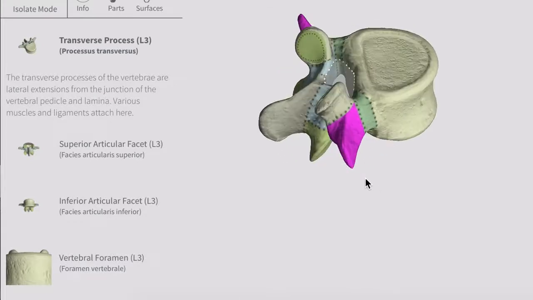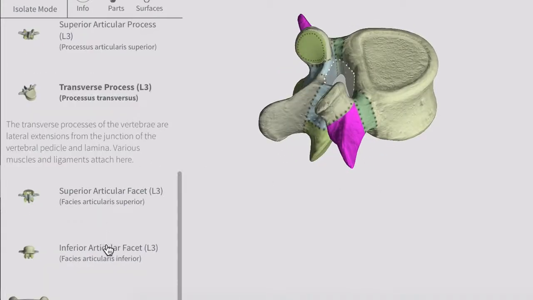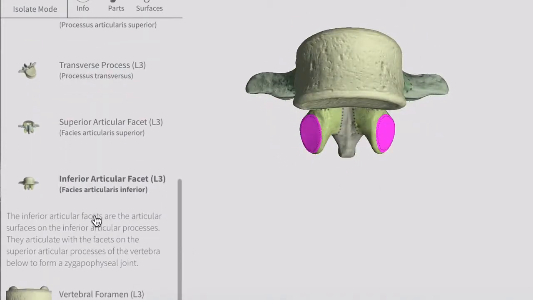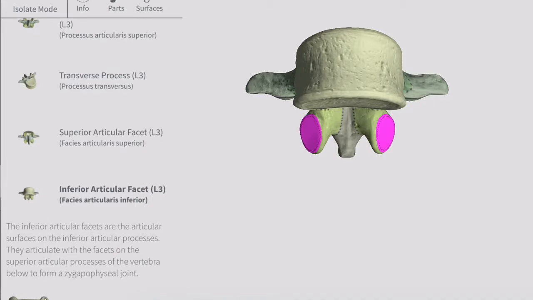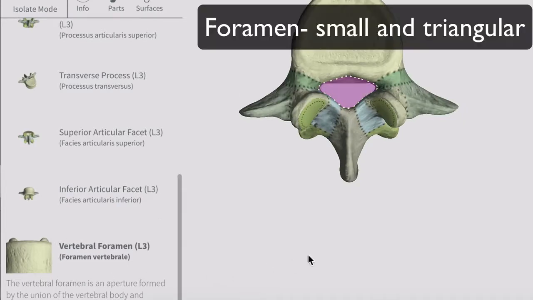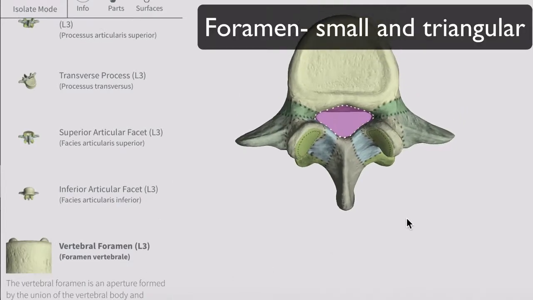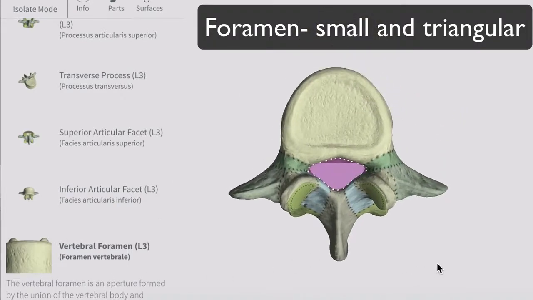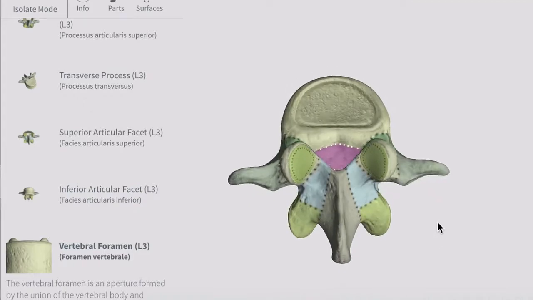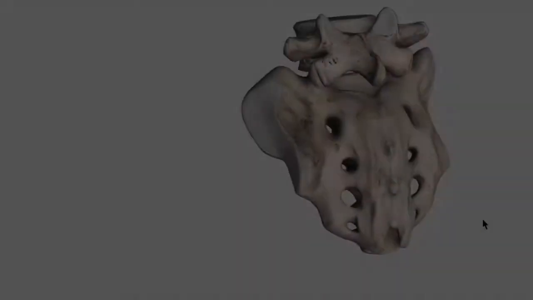You have an inferior articular facet as well as a superior articular facet, to which the vertebra above and vertebra below attach. And you have a vertebral foramen. The foramen is the important part because now it's small and triangular. So the cervical one was large and triangular, thoracic was small and circular, lumbar is small and triangular again.